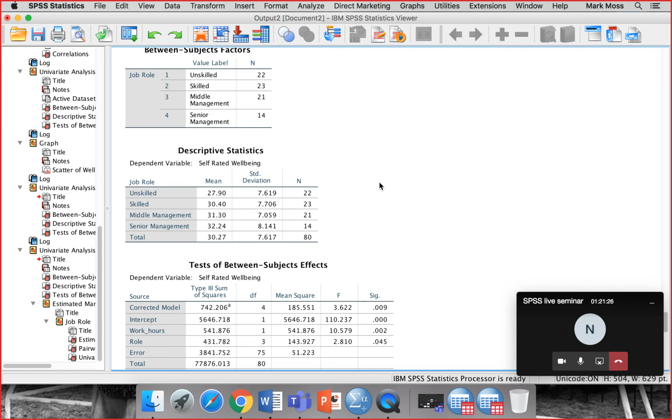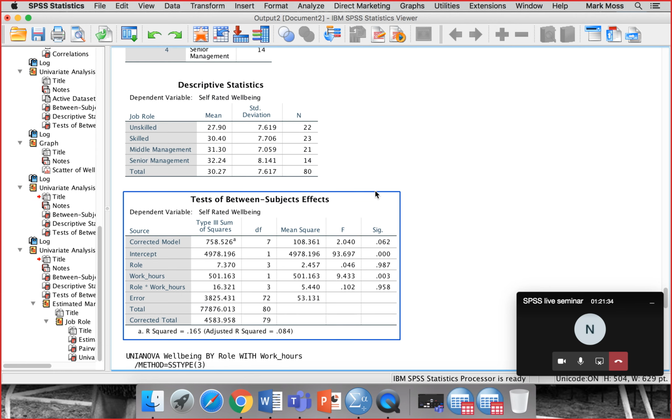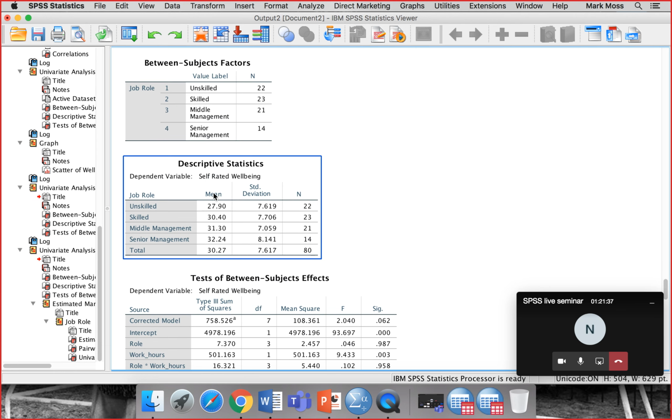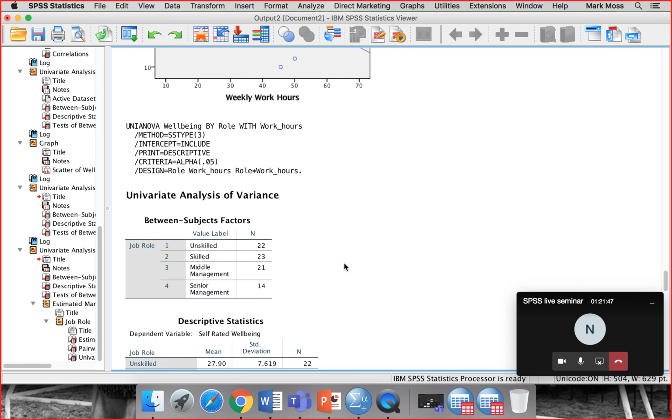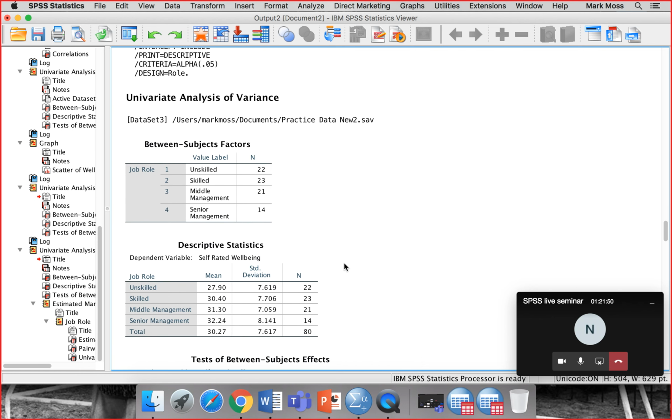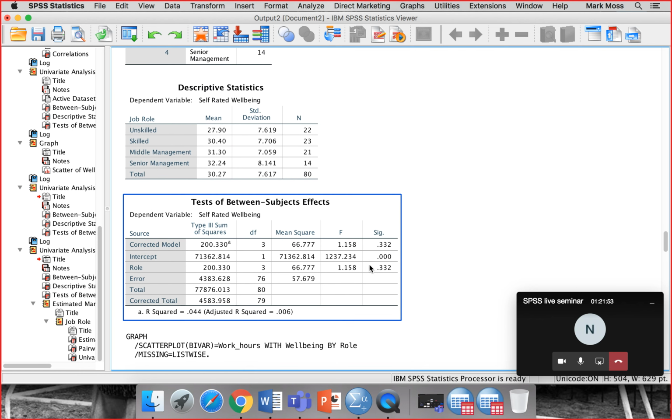First things to look at, if we look at the descriptive statistics here, 27.9, 30.4, 31.3, 32.24, and go back to when we did it before, the means, the descriptive statistics are exactly the same. Well, they would be because it's just the same data. Where we had a non-significant difference the first time we did it, it's right up here, 0.332 the significance value was. The mean square for role was 66.777 and the mean square error was 57.679.